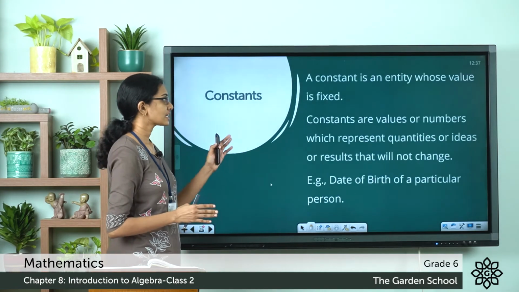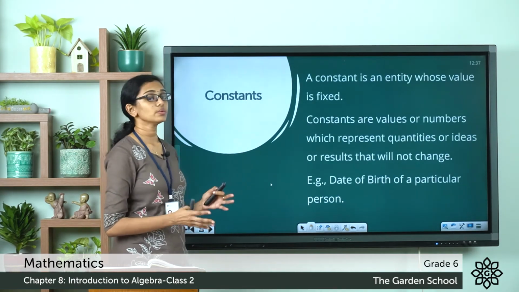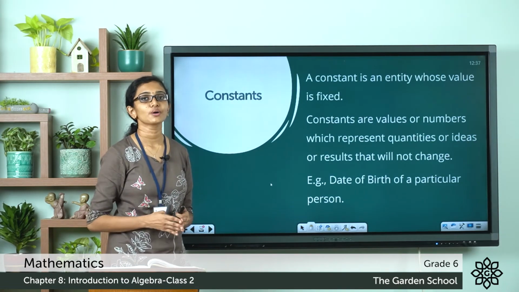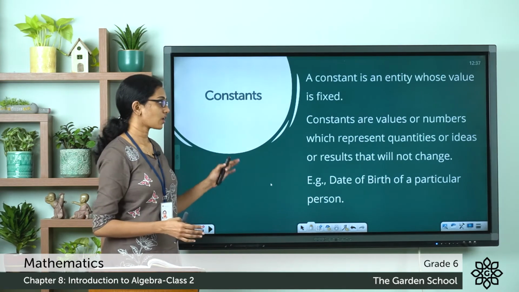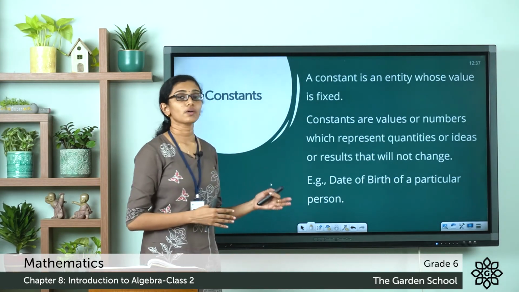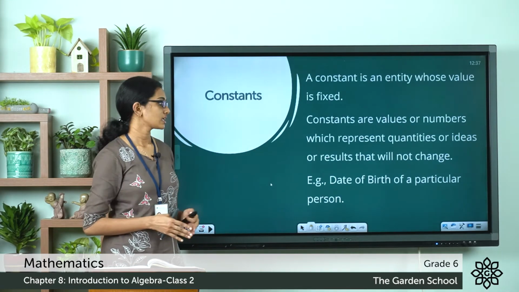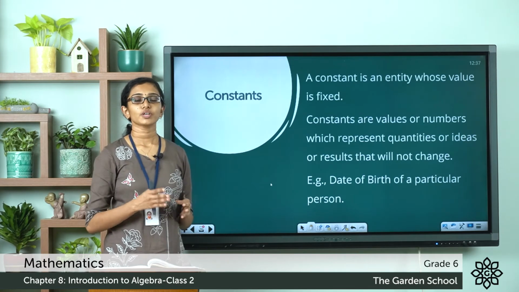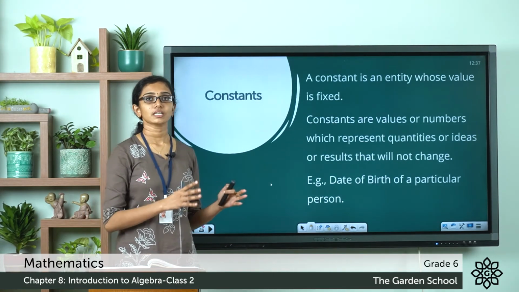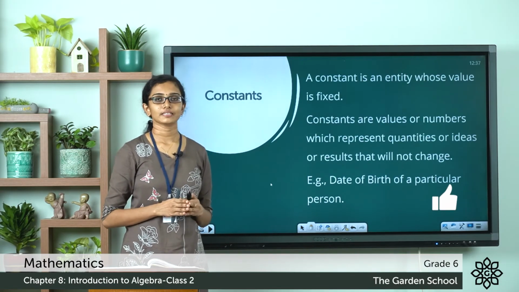Let's see that again. A constant is an entity or something which represents a quantity whose value is fixed. A constant is something whose value is fixed. Or you can say constants are values or numbers which represent quantities or ideas or results that will not change with time. For example, your date of birth. The date of birth for any particular person is something that will not change with time. So you can say it is a constant.